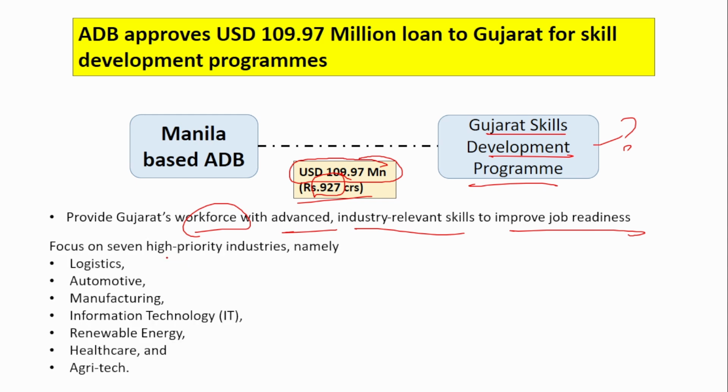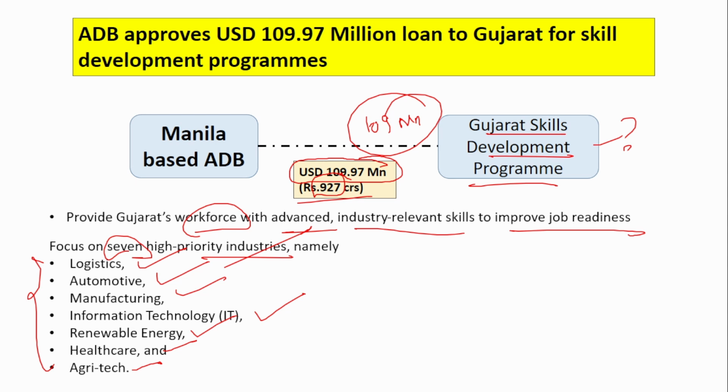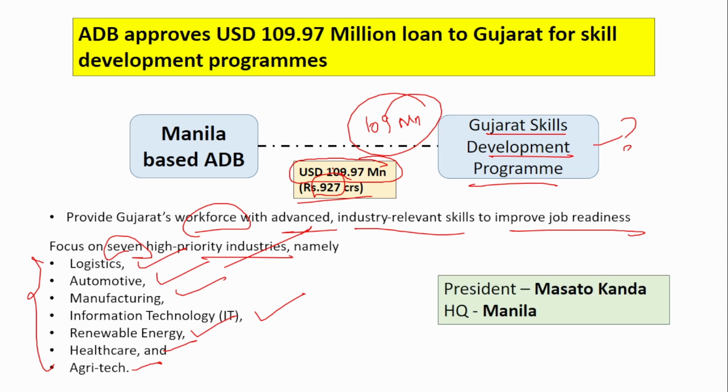So it will focus on 7 high priority industries, namely logistics, automotive, manufacturing, information technology, renewable energy, healthcare and agri-tech. Okay, these are the 7 high priority industries. Here what you have to remember is the bank involved, that is Asian Development Bank, and the program name, and also the amount. Amount here is 109 million USD. The president of Asian Development Bank is Masatsugu Asakawa and it is headquartered in Manila.